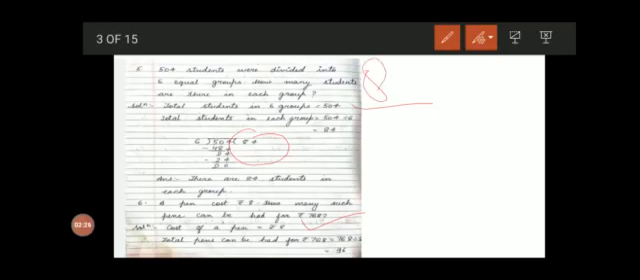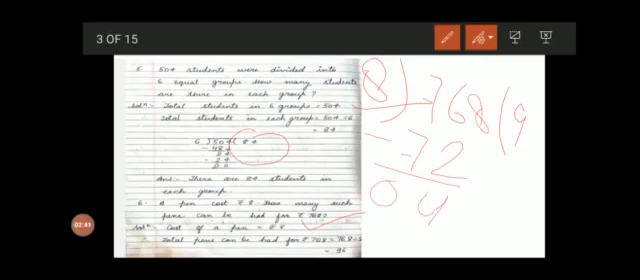8 divided into 768. Now 8 into 9, 72. We will subtract this number. 6 minus 2, 4. 7 minus 7, 0. 8 will be brought down. It became 48. Now 8 into 6, we get 48. Now 48 minus 48, 0. It means 96 pens can be had for 768 rupees. Okay.